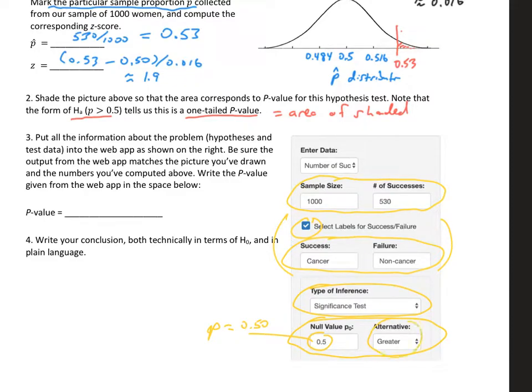The alternative saying greater just means that in the alternative hypothesis, there's a greater than symbol. Your choices there are greater, less, or not equal to. So those are the only things that we've ever seen in an HA statement. And so that's it. We put all those things in. I'm going to go to the next page so you can see what the output looks like.